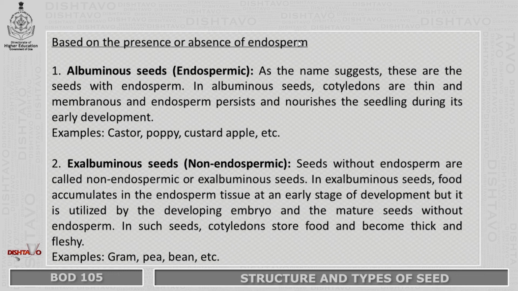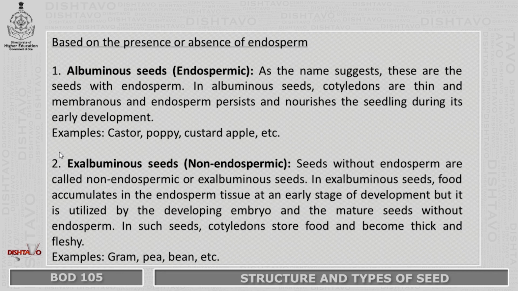Now, based on the presence and absence of endosperm, the seeds can be further classified as albuminous seeds and exalbuminous seeds. The albuminous seeds are also referred to as endospermic seeds. As the name suggests, these are the seeds which have the presence of endosperm. In albuminous seeds, the cotyledons are thin and membranous, and endosperm persists and nourishes the seedling during its early development. Example, castor, poppy, custard apple, and so on.